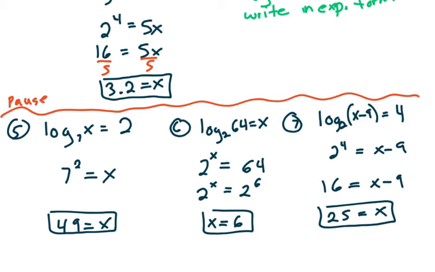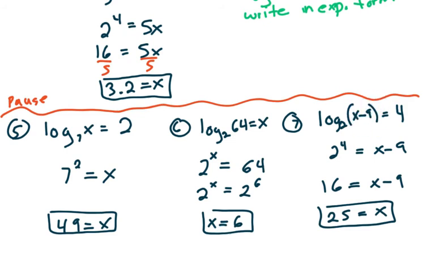So all of these were already in the form of a log equals a number. So I went ahead and wrote them all in exponential form. So here, 7 squared equals x. Remember 7, and then you switch the next 2. Here, 2 to the x equals 64. Well, 64 is 2 to the 6, so that means x has to equal 6.